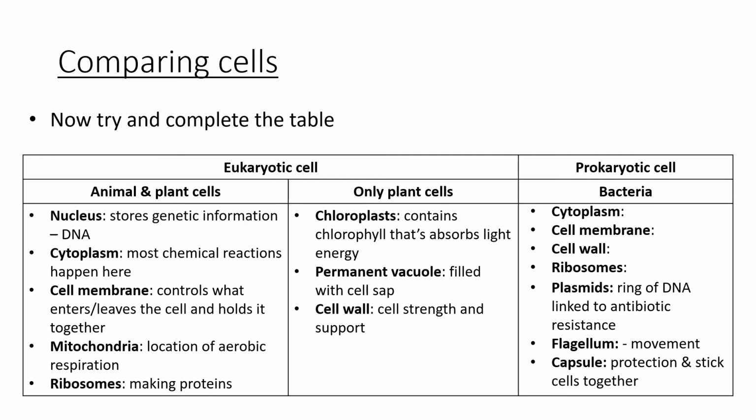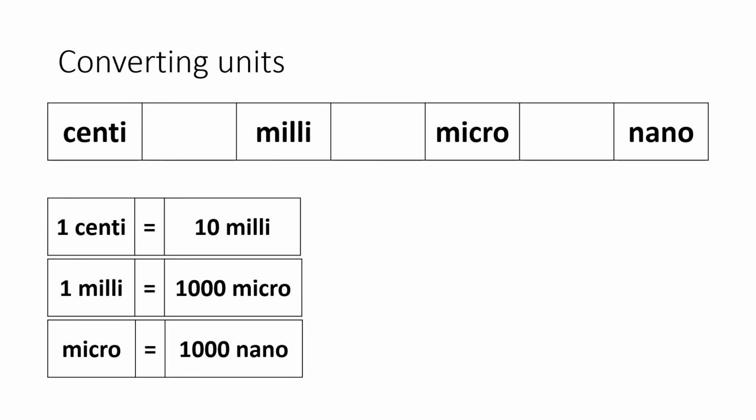One of the things you're going to be expected to do on the GCSE exam is to be able to convert between different prefixes. Prefixes are words that we put at the start of measurements in order to change the scale of that measurement. For example, metres is a unit of measurement, but we can have centimetres, millimetres, micrometres, and nanometres.